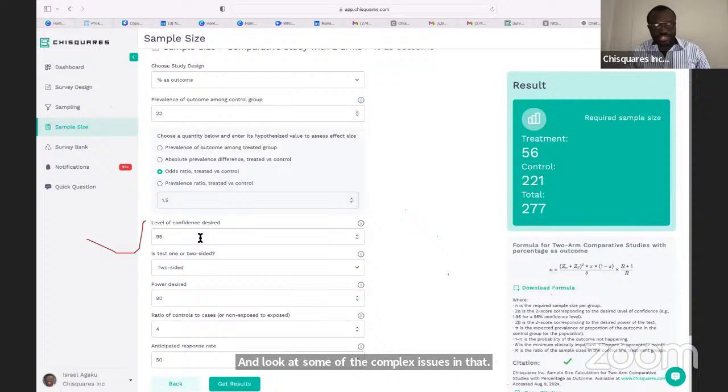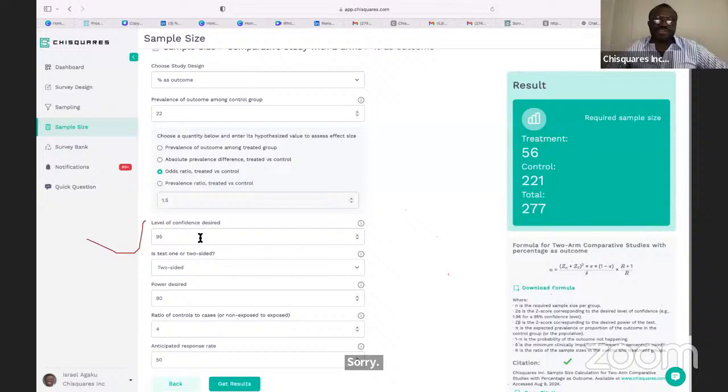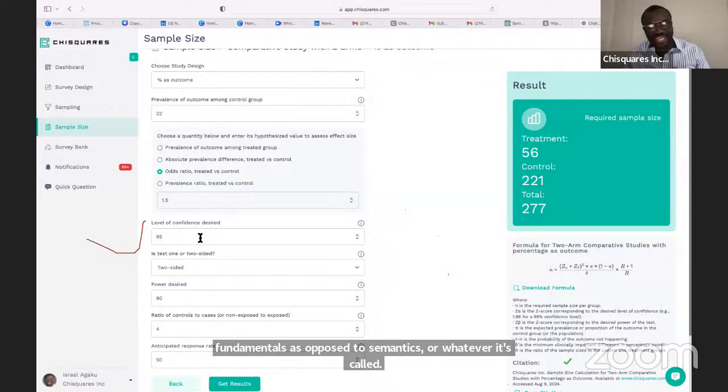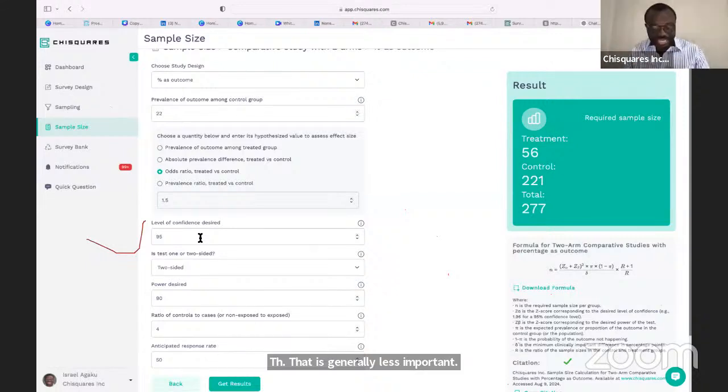But going back to your original point, different people call things differently. And that's why for me, in general, I'll recommend more of understanding the fundamentals as opposed to semantics or whatever it's called. That is generally less important than really understanding at the heart of it what the issue is, right? And how we address it.